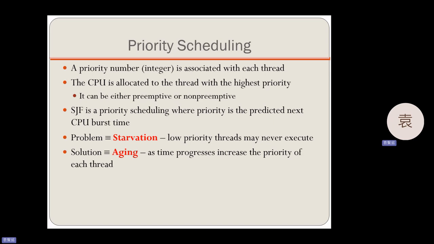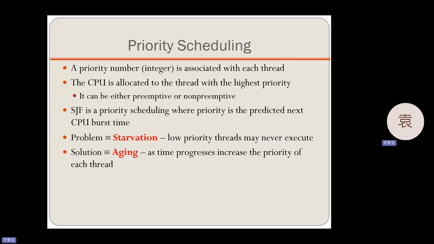Okay, so when a process has been waiting in the system longer, its priority will be increased according to its waiting time. Sometimes we call this aging. As time progresses, we increase the priority of each thread.